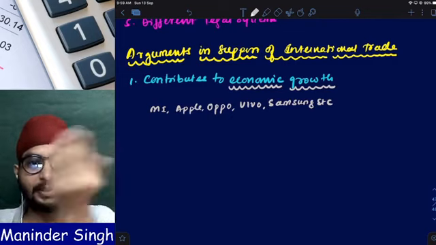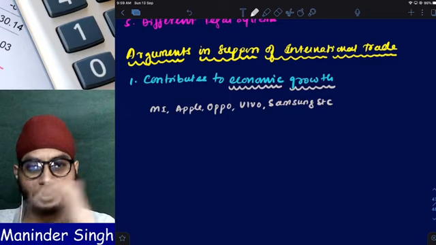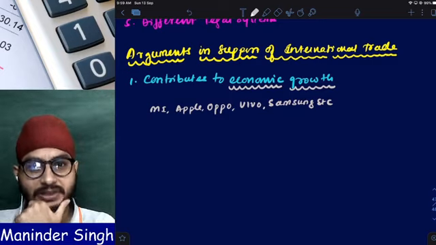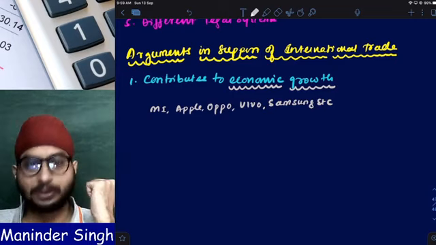will it lead to economic growth or not? Will India's GDP increase or not? When production is happening in India, will it increase economic growth or not? Yes, it will obviously increase our economic growth.